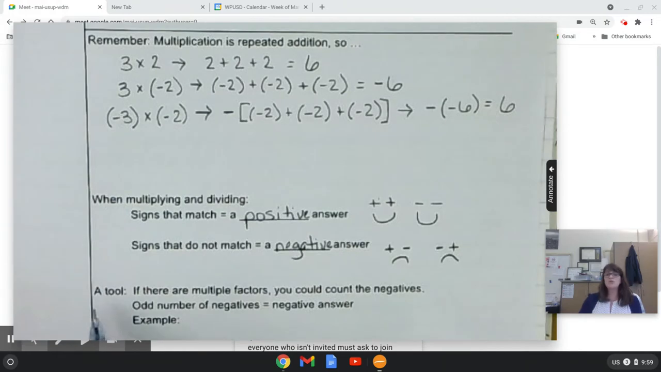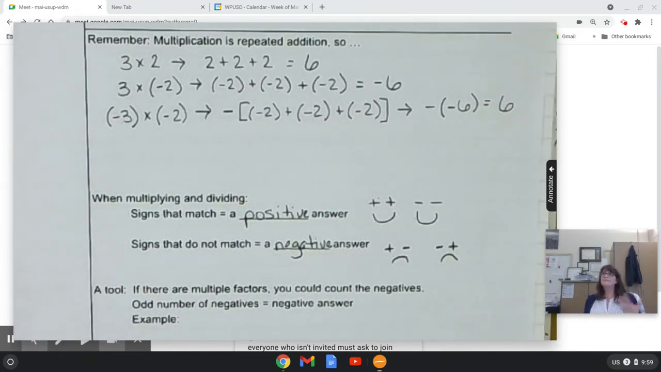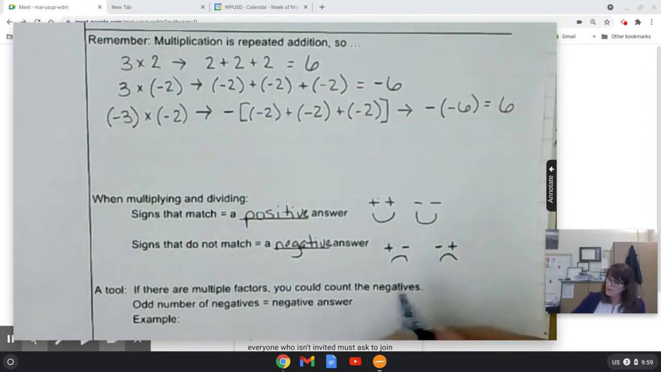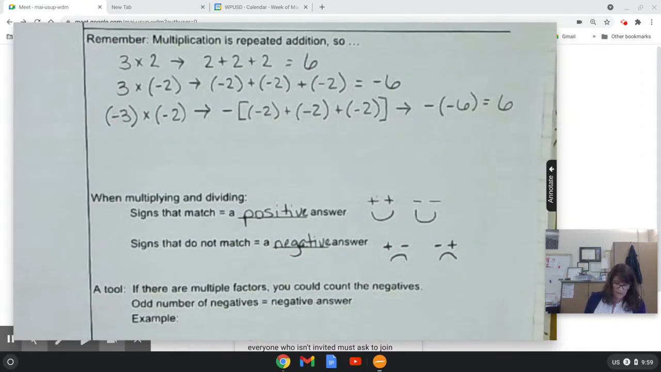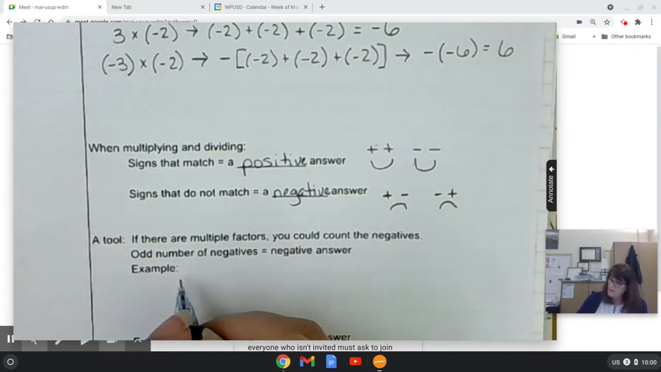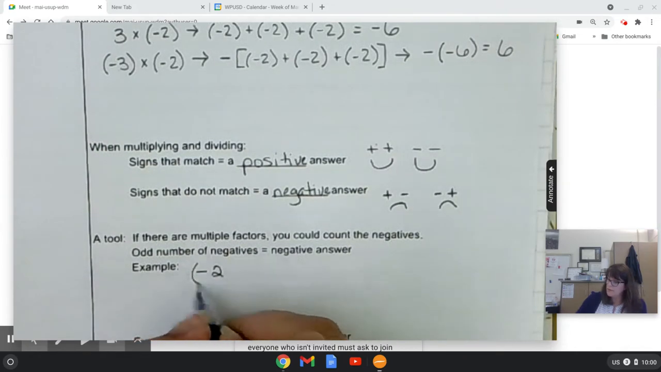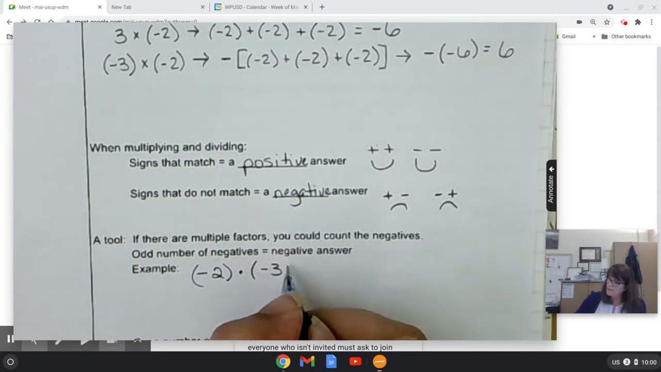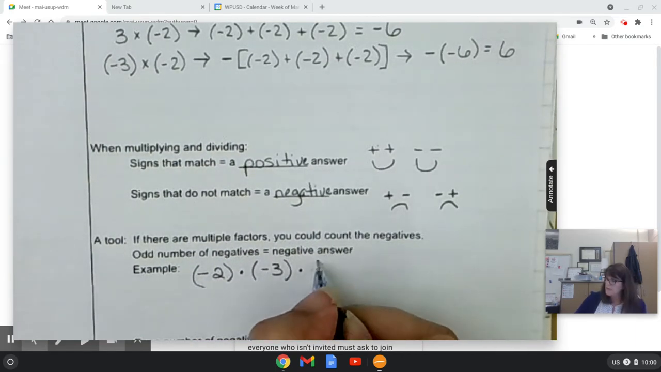Now, here's a tool for you. Not at first, but eventually we will get to where you're multiplying multiple things. 3 times 2 times 12. 4 times 6 times 1/4. Okay? If you have an odd number of negatives, okay, you're going to have a negative answer. And here is an example of that. Okay? Negative 2 times negative 3 times negative 4.